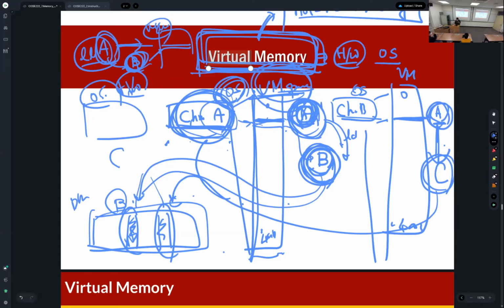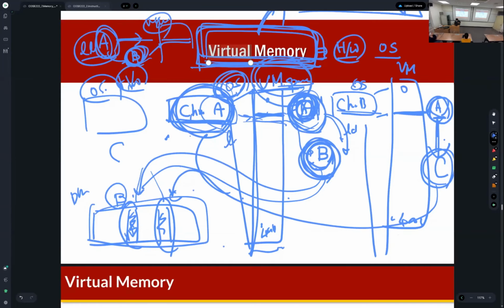So the software does not consider this case. So with the same address, different data is accessed. Why? Because it's the same binary file. But in reality, these data are stored in different spaces of DRAM.